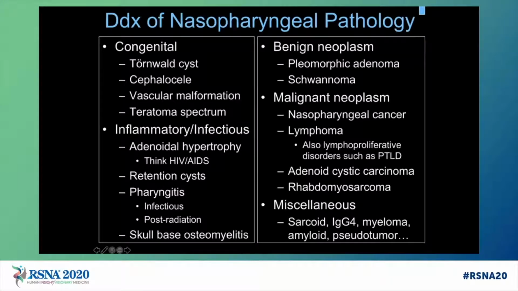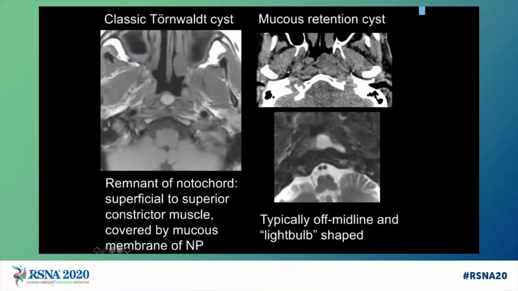The differential diagnosis of nasopharyngeal pathology is broad. We can see congenital abnormalities, infectious inflammatory processes, benign and malignant neoplasms, as well as a whole host of miscellaneous entities, but we'll only have time to review a few of these today. This is a classic Tornwaldt cyst, a remnant of the notochord that is located superficial to the superior constrictor muscle and covered by the mucous membrane of the nasopharynx. Tornwaldt cysts are typically T1 bright because of increased protein content.